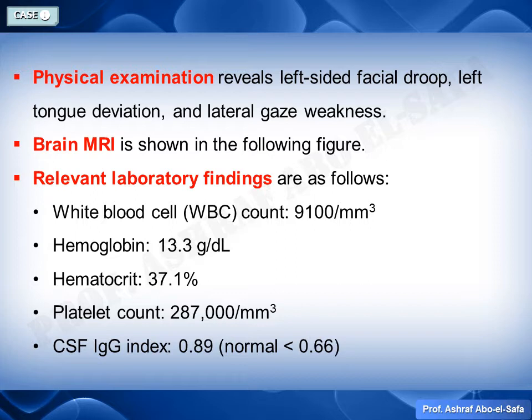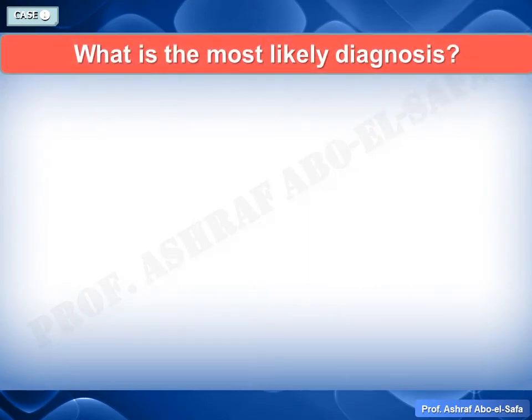Relevant laboratory findings are as follows. White blood cell count, 9,100 per cubic millimeter, which is nearly normal. Hemoglobin, 13.3 gram per deciliter, normal. Hematocrit, 37.1%, normal. Platelet count, 287,000 per cubic millimeter, which is nearly normal. CSF immunoglobulin G index is increased, 0.98. The normal is below 0.66. What is the most likely diagnosis?